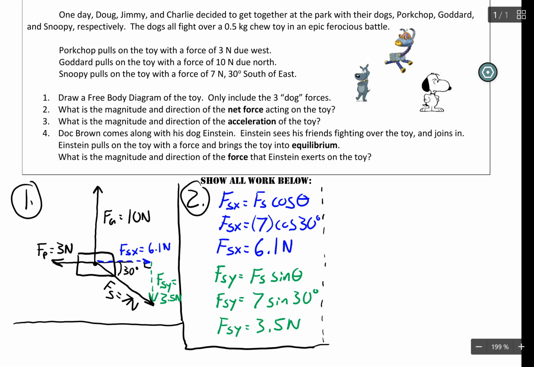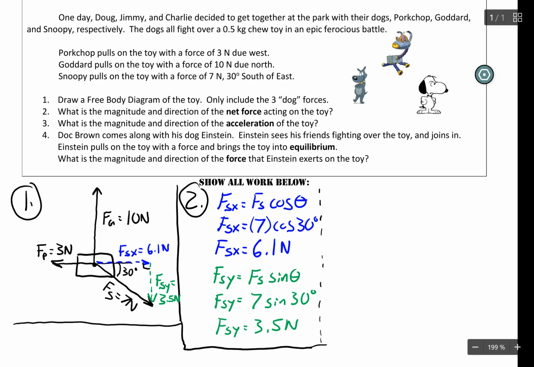Now we have some forces in the x direction. We want to find the sum of the force in the x direction, so we're only looking at the forces in the x direction. Snoopy's force is going 6.1 newtons to the right, and Porkchop's force is going 3 newtons to the left. Both of these are acting on the x-axis, so we'll do 6.1 newtons plus negative 3 newtons. So the net force in the x direction is going to be 3.1.